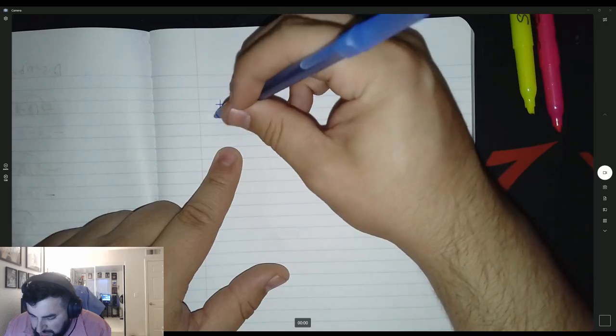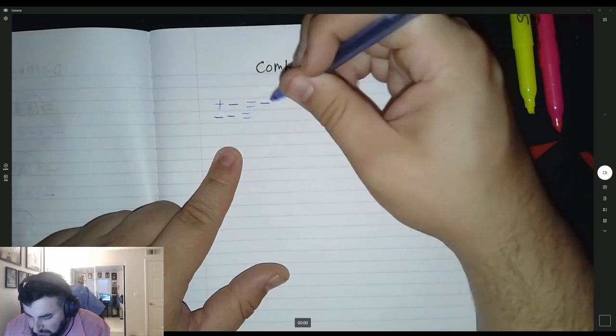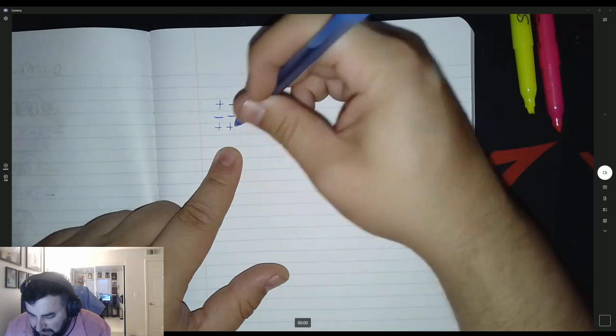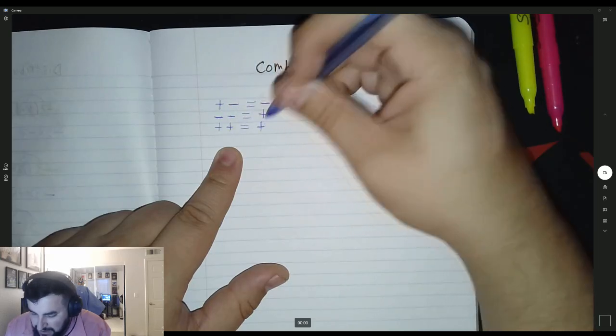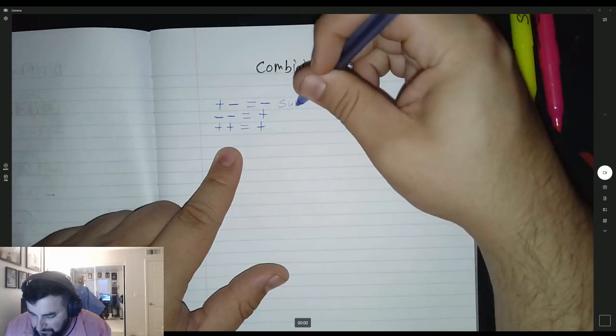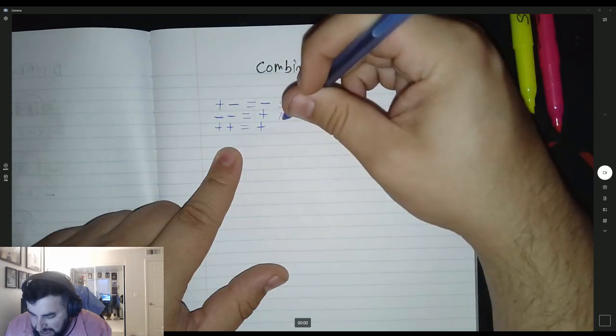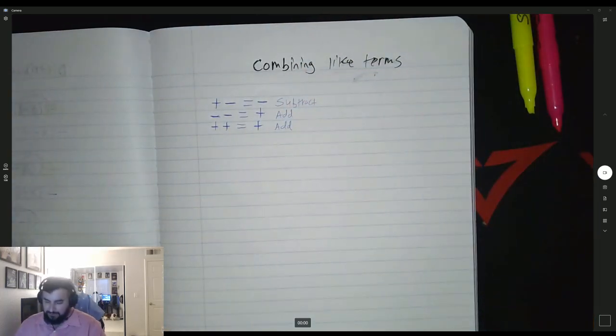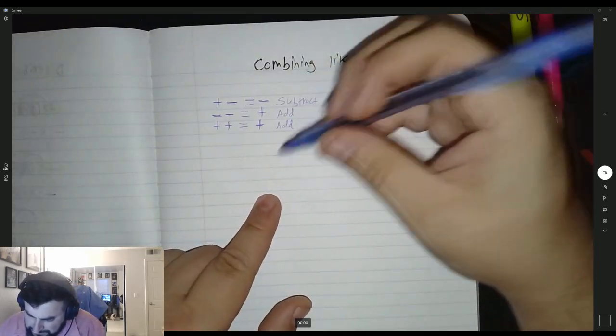When I'm combining two negatives, we're going to add those. And when I'm combining two positives, I'm going to also add those, okay? So this one's subtract, this one's add, and this one is also add. Okay, and let's talk about why that works in a little bit, okay? Actually, let's do that right now.